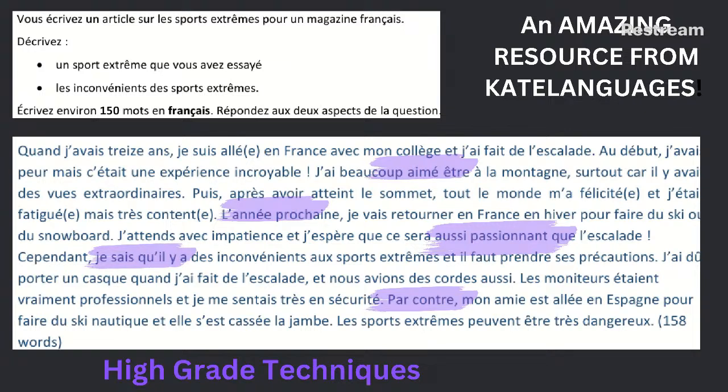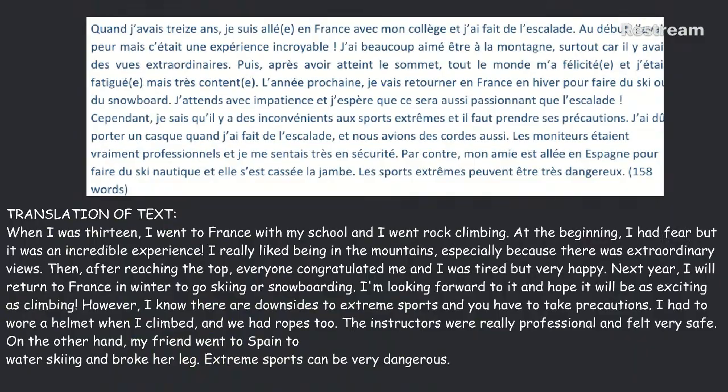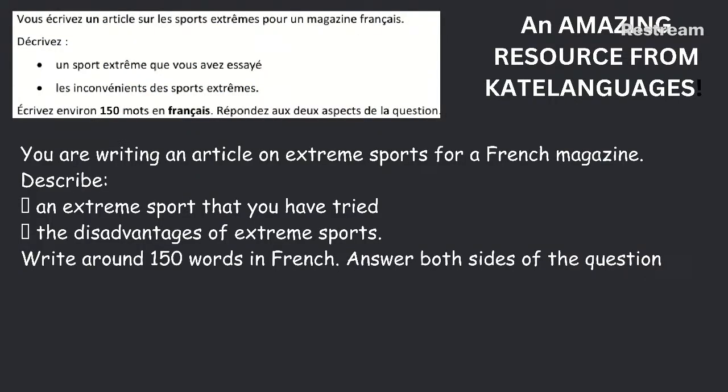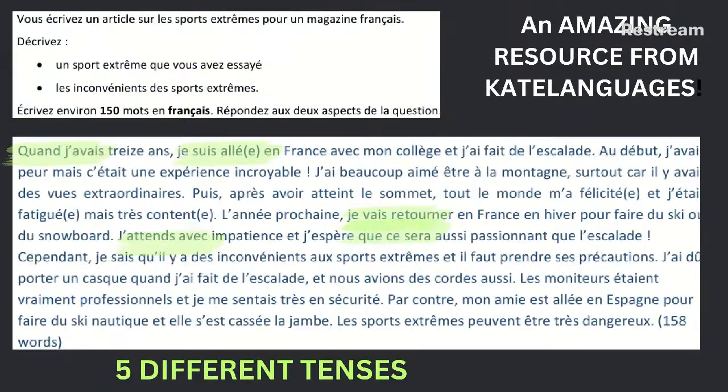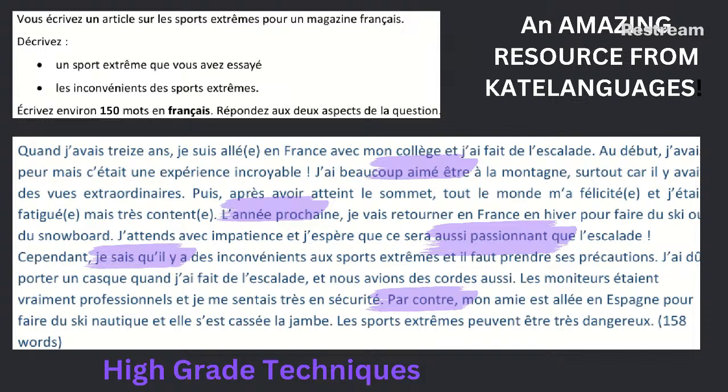We can quickly go over them. What does the question say? So going back to the question page, you're writing an article on extreme sports for a French magazine. Describe an extreme sport that you've tried and the disadvantages. But obviously you're supposed to mention other tenses, like saying in the future what you think you're going to do, etc.